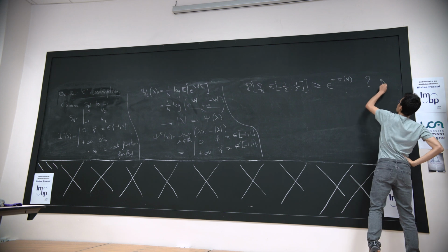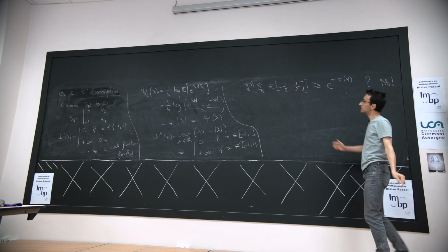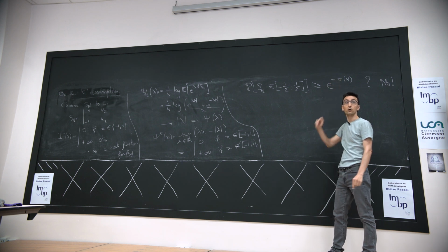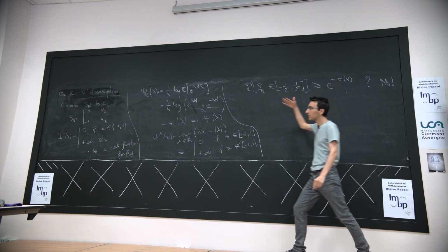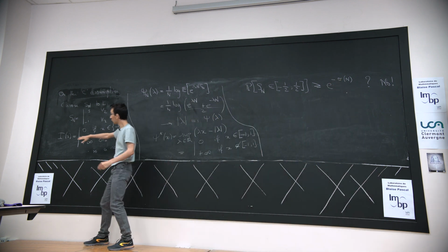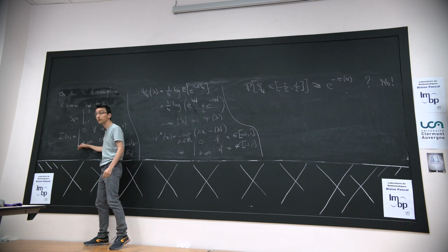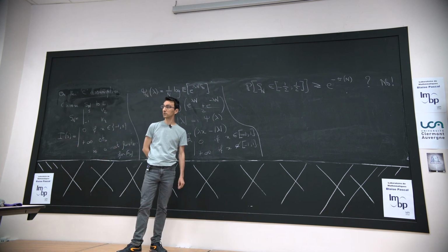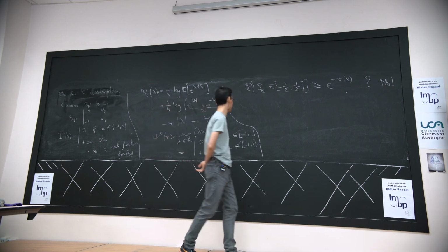But we see that this is not true. This probability is absolutely 0. In particular, it's not greater than exponential of minus little o of n. We had kind of announced it. We said the sort of function we are hoping for should be plus infinity on minus 1/2 in particular. So it's not working.